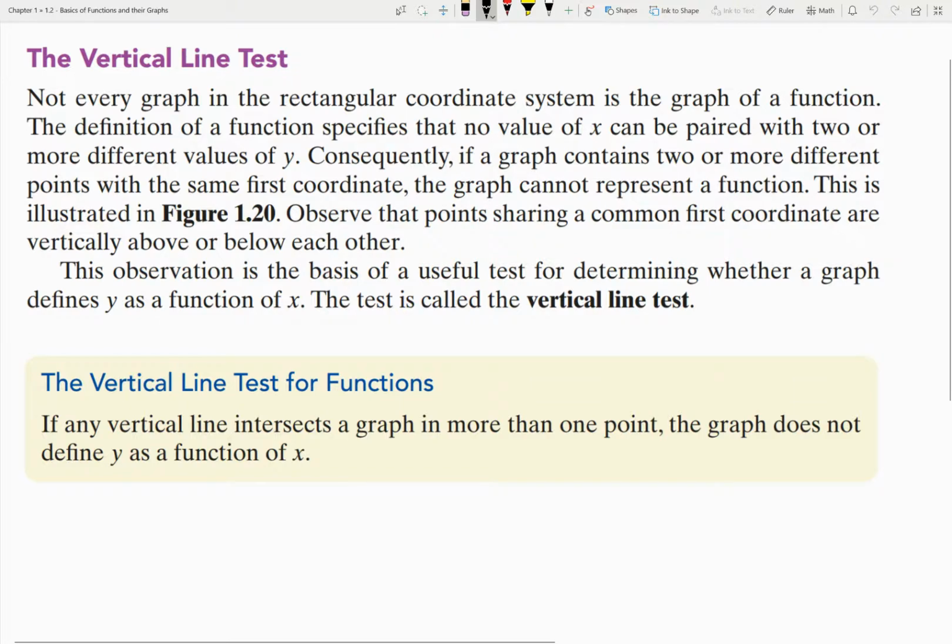And you can tell whether a graph has the same first coordinate with something called the vertical line test. Okay, and the vertical line test is just a simple way to look at a graph and say, this graph has more than one of the same x's. So it's not a function. And you just draw a line straight up and down. If it intersects the graph in more than one point, the graph does not define a function.